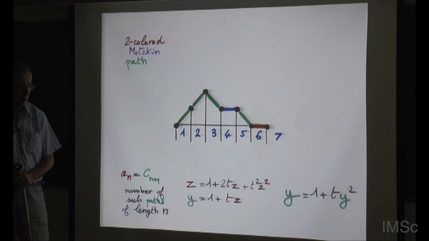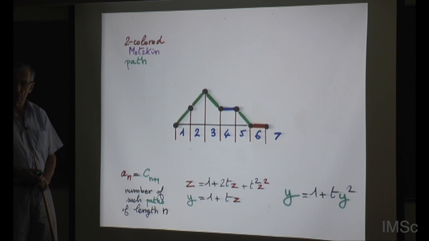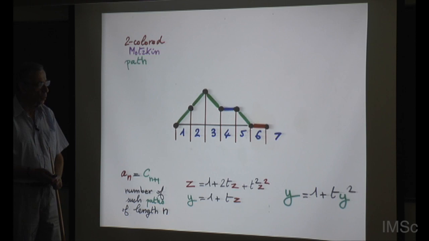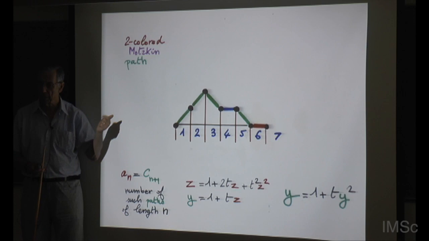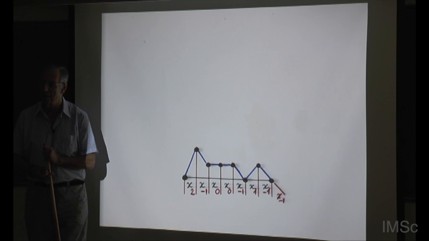So this is an analytic proof that these paths are counted by Catalan numbers, and I'm going to give you an easy bijection to show that. So this is the second category of paths. So there was the Dyck path, the two-color Motzkin path, and now the Lukasiewicz path. I will need them to prove the Lagrange inversion formula combinatorially.